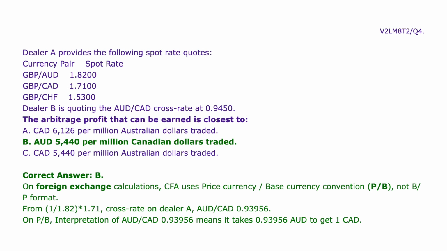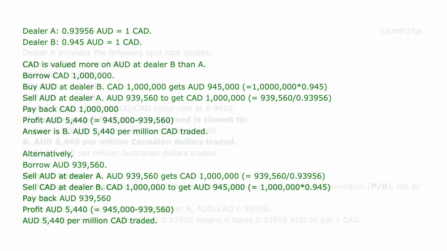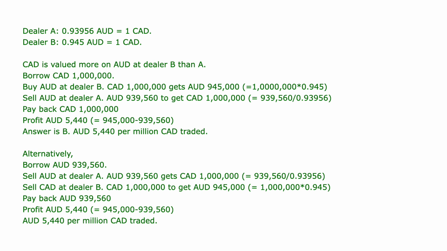Using GBP/AUD and GBP/CAD, you get AUD/CAD equals 0.93956. This sets the benchmark for comparison against dealer B's quote. Dealer B's AUD/CAD 0.9450 is higher than dealer A's 0.93956. That difference creates an arbitrage opportunity. The explanation shows step-by-step how borrowing CAD, converting to AUD at dealer B, then selling AUD at dealer A yields a profit of 5,440 Australian dollars per million CAD traded.